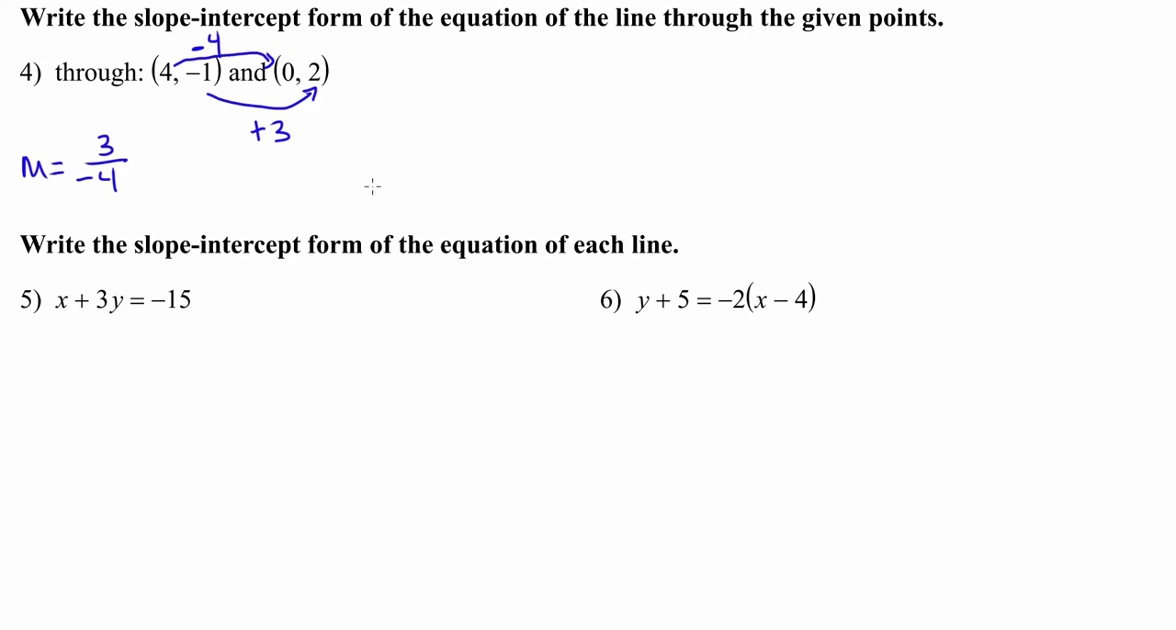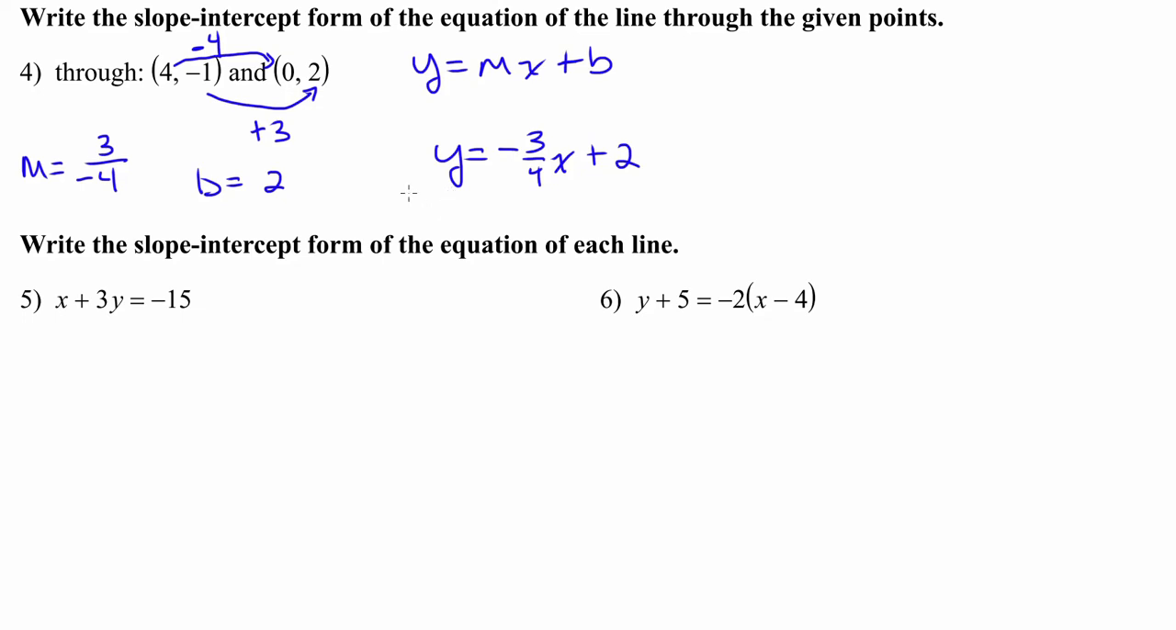Now, our y-intercept is right here. Remember, the y-intercept is what y is when x is 0. So our y-intercept, b, is positive 2. So again, slope-intercept form is y equals mx plus b. So we just put the slope in front of x and the y-intercept behind x. So our equation is going to be y equals negative 3/4 x plus 2.